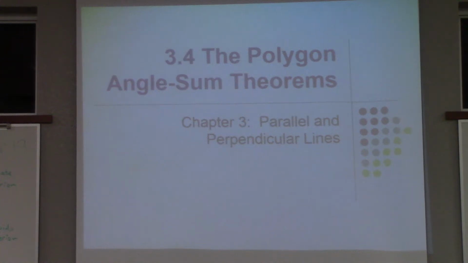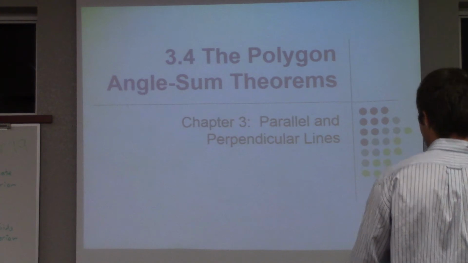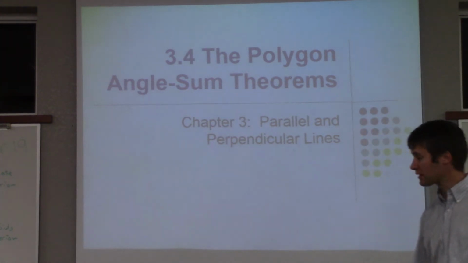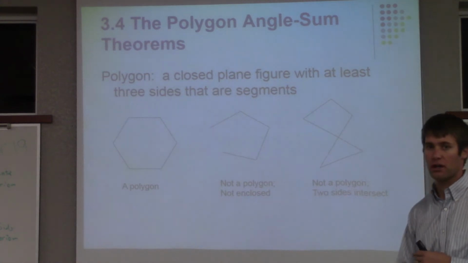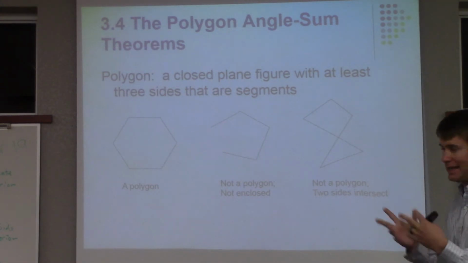Morning class, we're going to go over 3.4, the polygon angle sum theorem. So we're going to go ahead and look at polygons, continue looking at them. First of all, a polygon is just a multi-sided figure. It has to be closed.